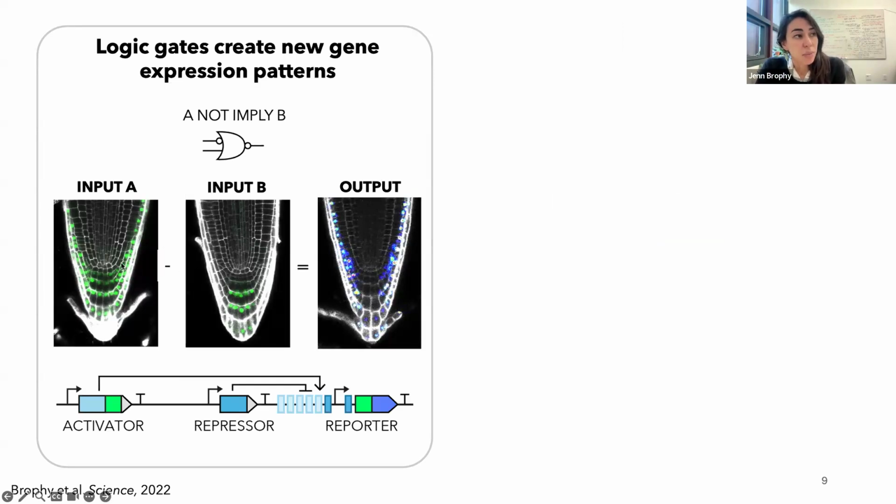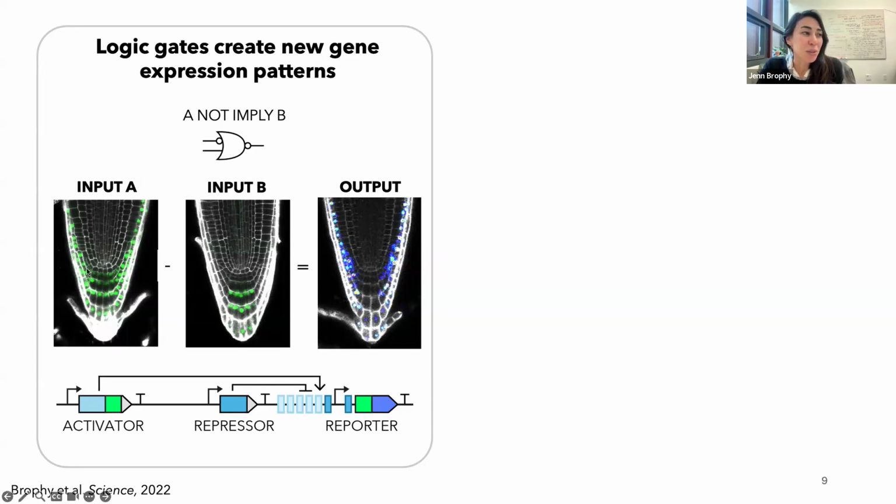So here's an example. This is one of my favorite logic gates. This is an A NOT IMPLY B gate, so this is different than the AND gate that I showed you earlier. But the reason that I like this gate is because you can use it to refine a promoter's expression pattern. So here, input A is active in these root cap cells. This is the sombrero promoter in Arabidopsis, for anyone who actually is working in plants already. And it has the same pattern as that cartoon I showed you earlier.